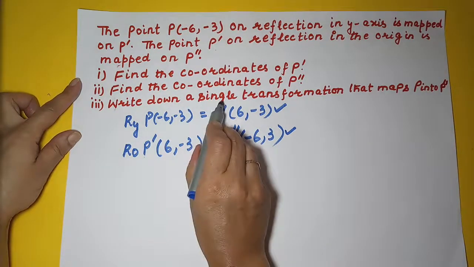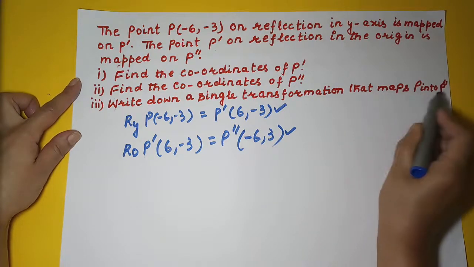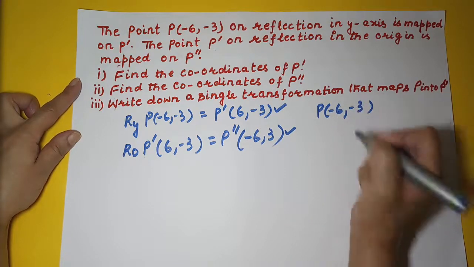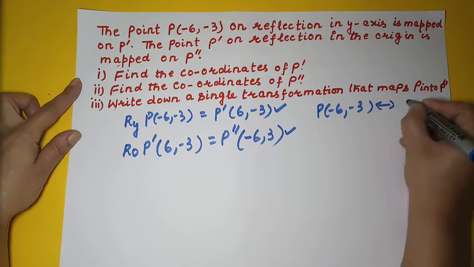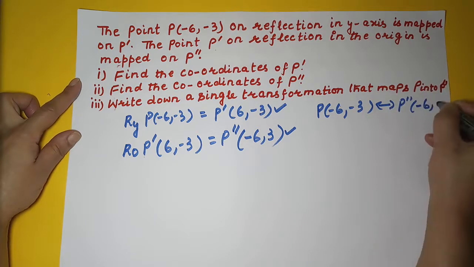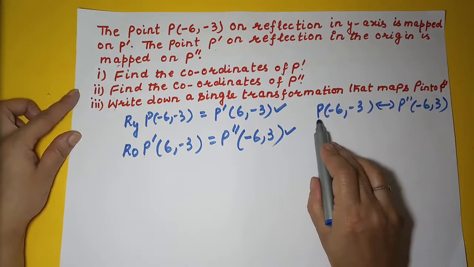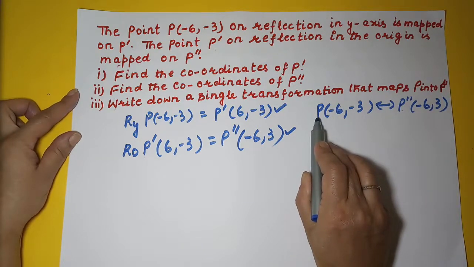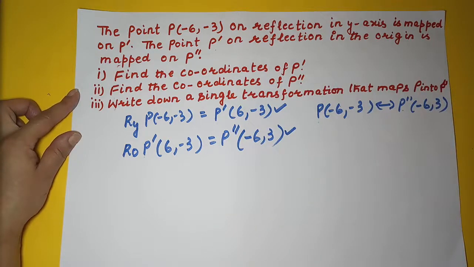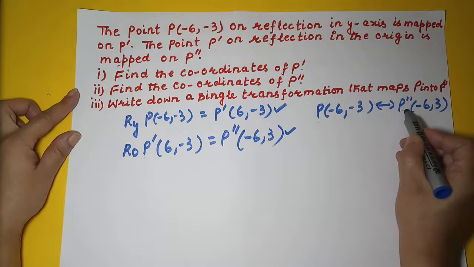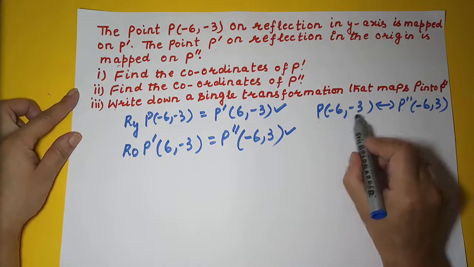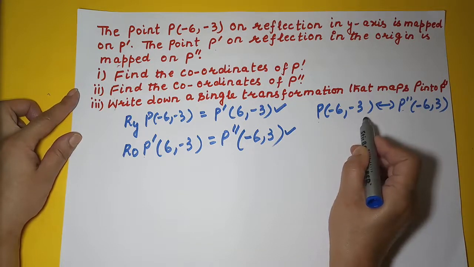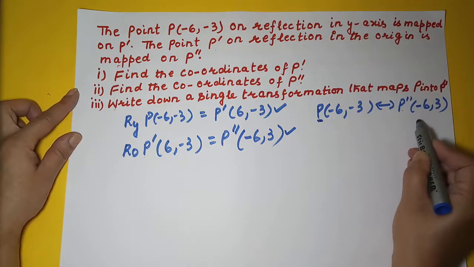Now he says write down a single transformation that maps P into P double dash. Okay, let's write this point P, which is (-6, -3), and let's write this point P double dash as (-6, 3), right? We have got this P double dash from P by reflecting it through the y-axis and then through the origin, right? We have mapped P as P double dash through two reflections, one through the y-axis and then through the origin. So can we do something directly? Can we reflect it through any coordinate axis so that from P we directly get P double dash, right?